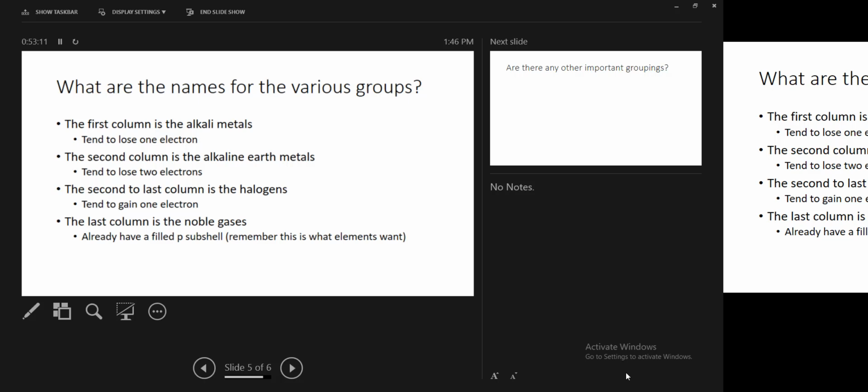Unless, of course, you light them up with electricity, and then they'll emit light, which is why they're great to build light bulbs out of. Neon lights, argon lights, even helium lights. All right?